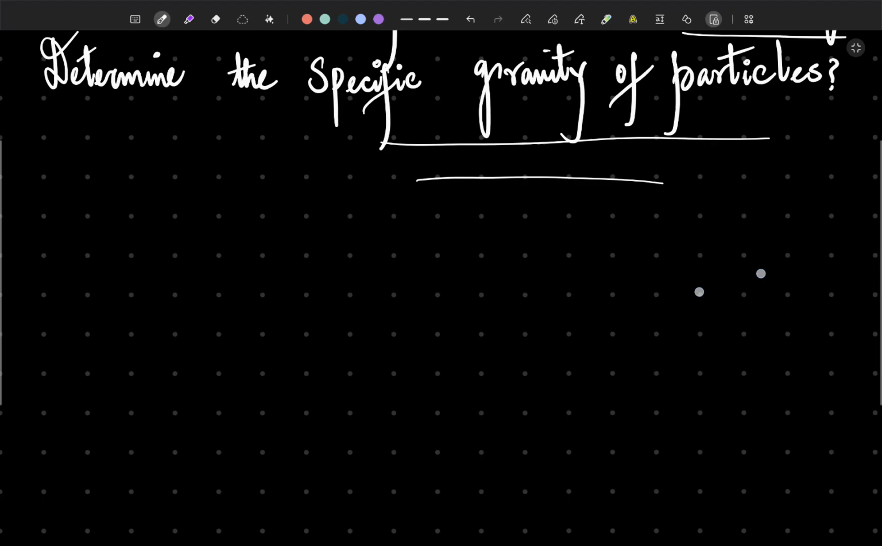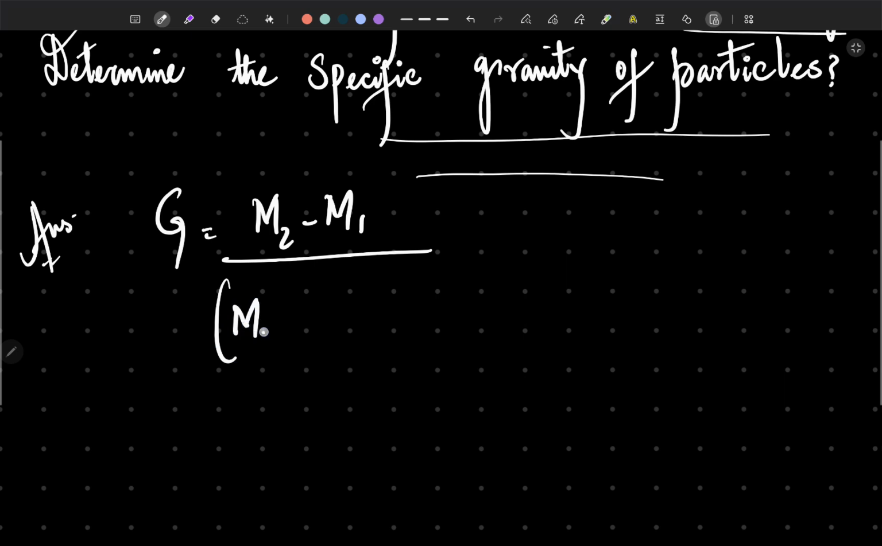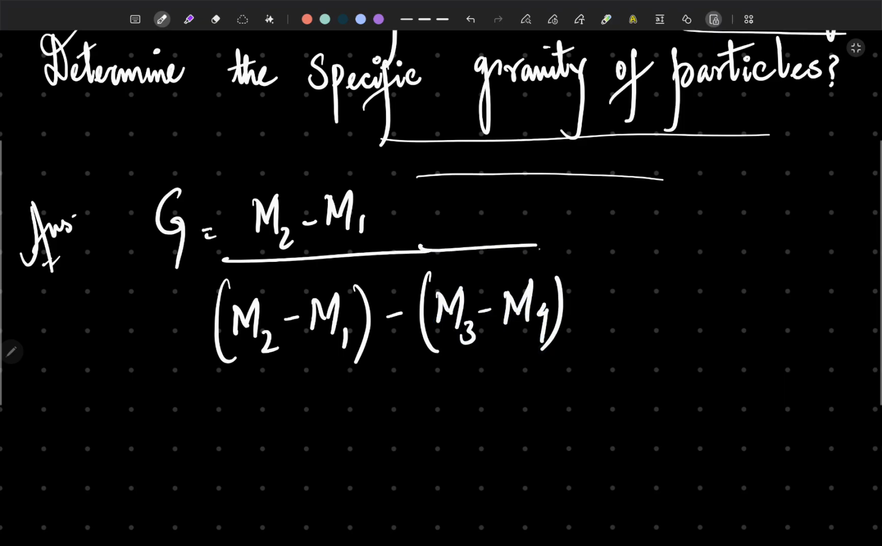As we know, specific gravity is given by (m2 minus m1) divided by ((m2 minus m1) minus (m3 minus m4)). This is the generalized equation of the pycnometer method. There is no real difference between the gas jar method and the pycnometer method for determining the specific gravity of soil solid particles. When we use the gas jar method, a 1 liter capacity jar is used, which serves as a pycnometer. All right, the rest is the same.